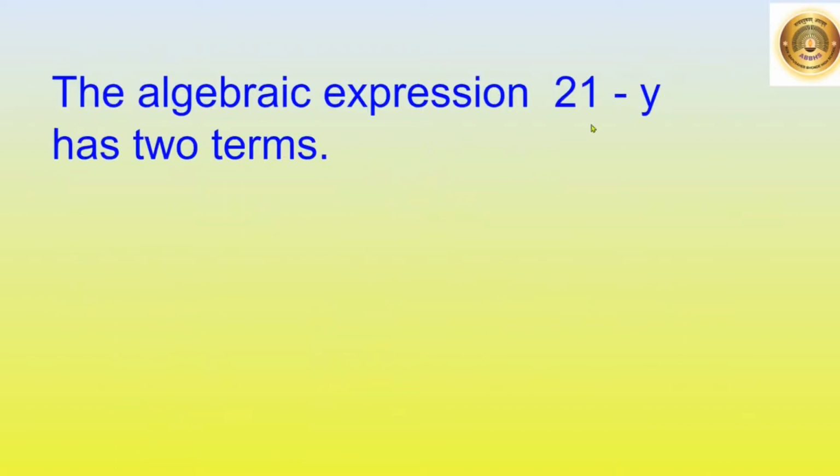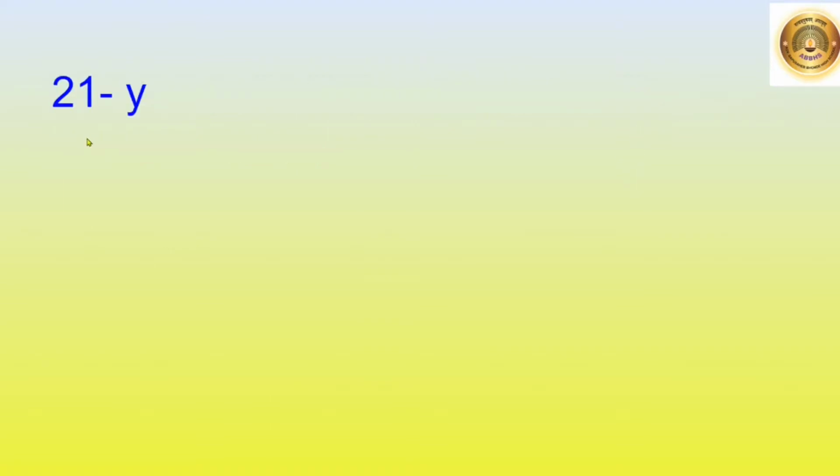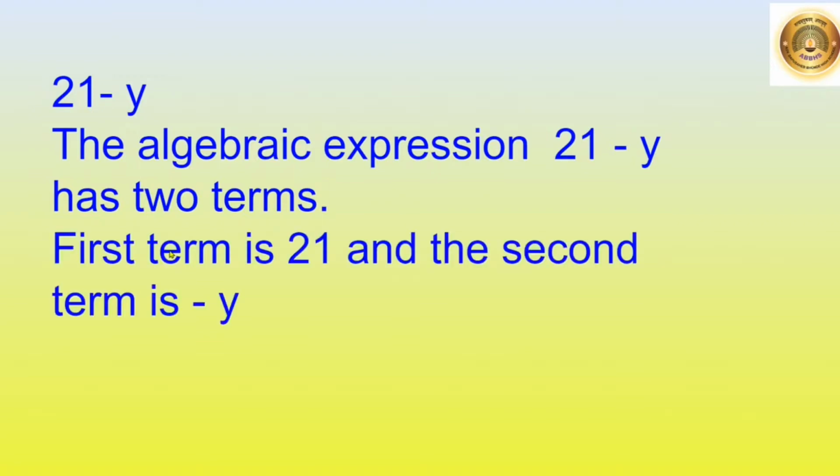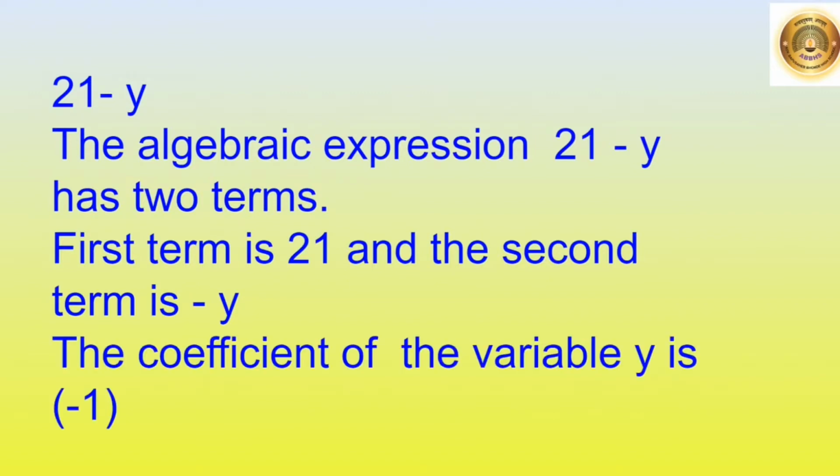Now, the algebraic expression 21 minus y, how many terms are there in this expression? Yes, the algebraic expression 21 minus y has two terms. Which all are they? The first term is 21 and the second term is minus y. Correct. Now, what will be the coefficient of the variable y? Yes, the coefficient is minus 1.